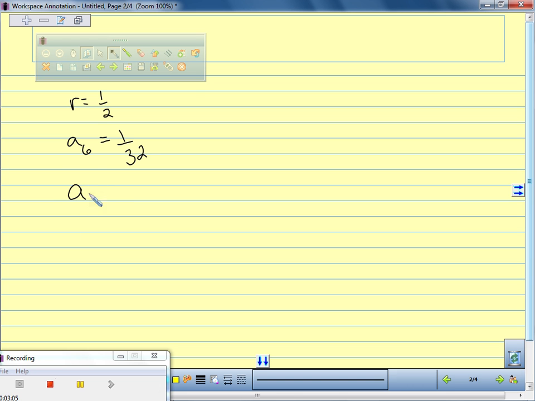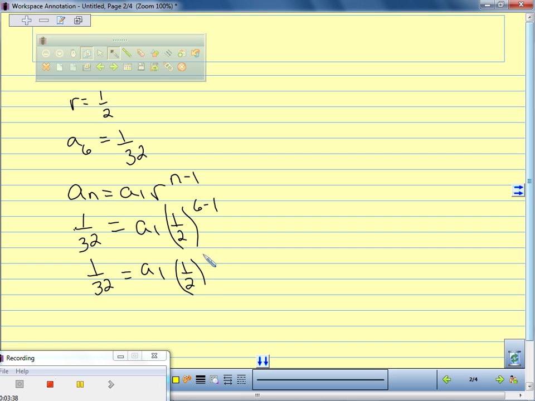Now we'll do that by saying a sub n is equal to a1 times r to the n minus 1 power. Okay, from this information we know a sub n. We have a sub 6. So we'll put 1/32 is equal to a1. Now a1 we don't know, that's what we're solving for. R is 1/2, and that's going to be to the n minus 1 power, which is going to be 6 minus 1. So we end up with 1/32 is equal to a1, and then 1/2 to the 5th power.